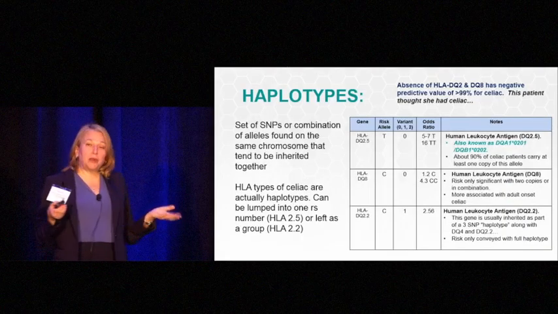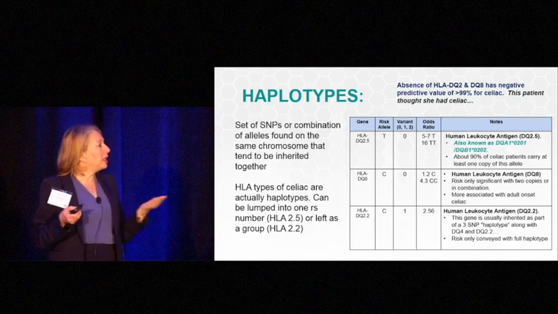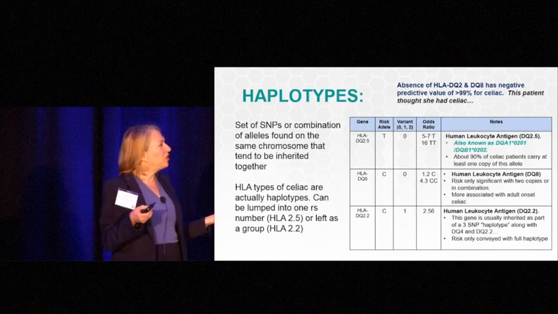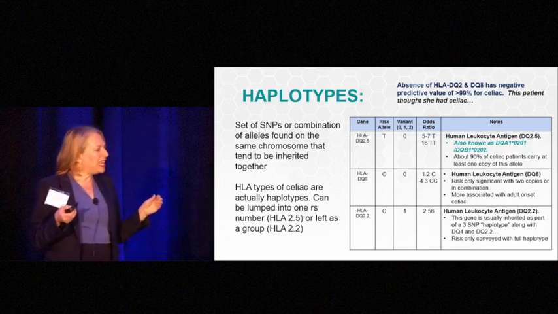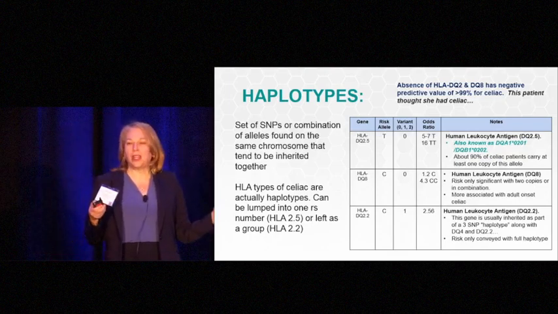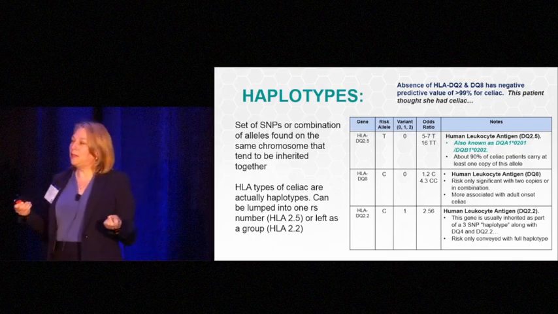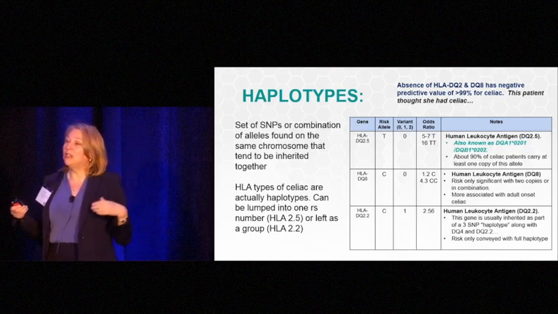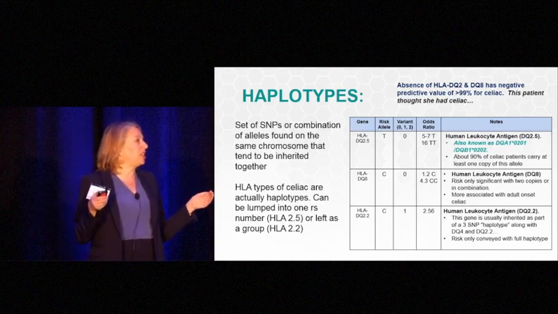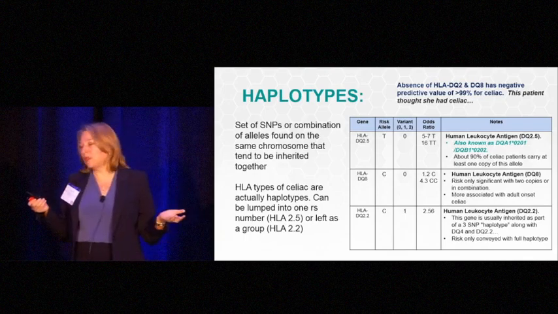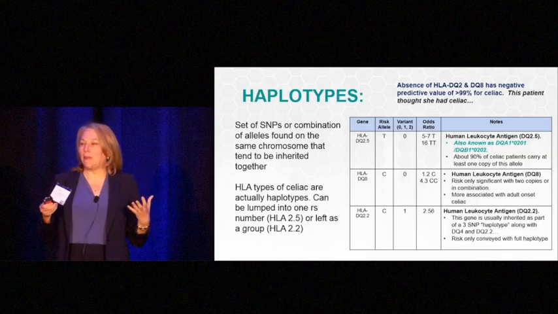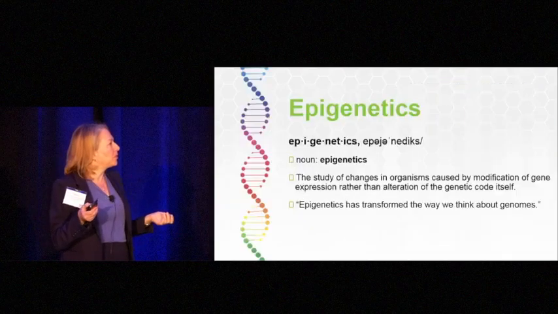Another terminology that you have probably heard of, because I'm sure all of you have dealt with celiac, is haplotypes. Haplotypes refers to a set of SNPs or a combination of alleles found on the same gene that tend to be inherited together. Not always inherited together, but their effects are more pronounced when they are. And when you hear about those HLA types that convey increased risk of celiac disease, 2.5 is the most common, and 90% of celiacs have an HLA type of 2.5, which has like 3 other names. That's actually not one SNP, it's a combination, it's a haplotype, 2.2, all those things.